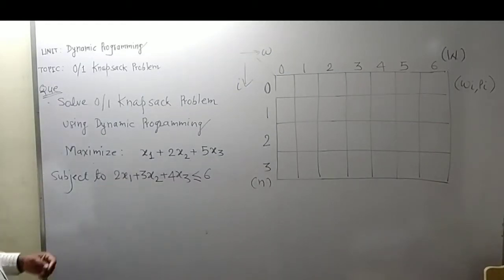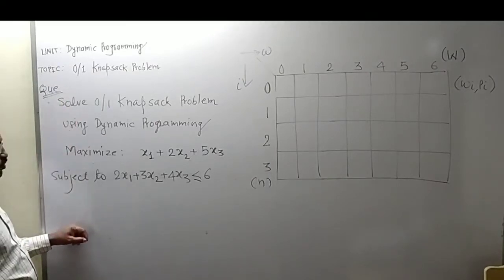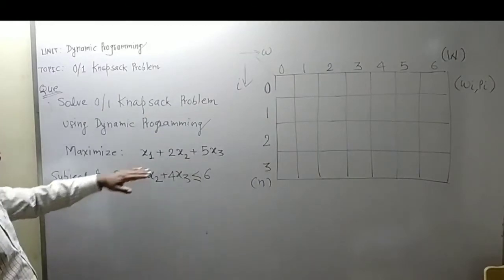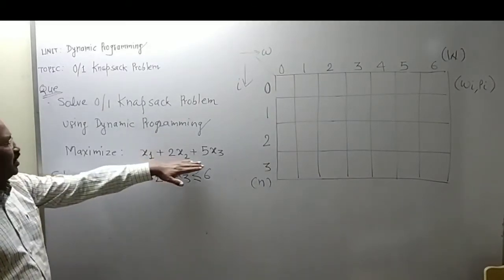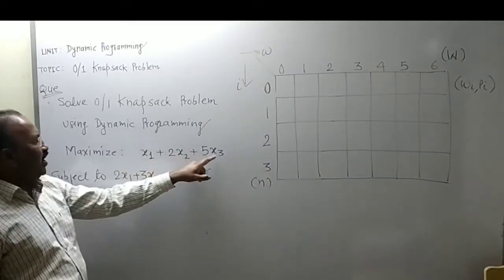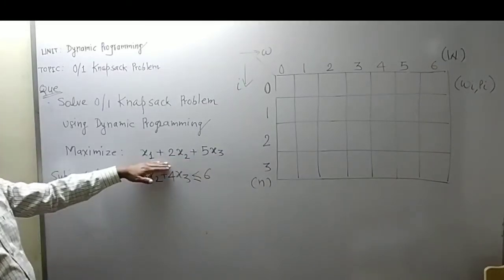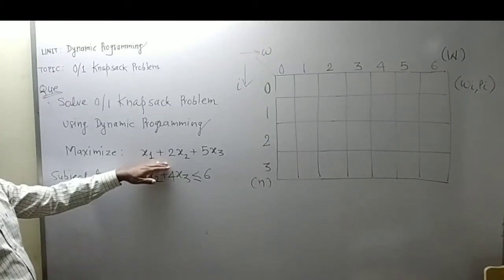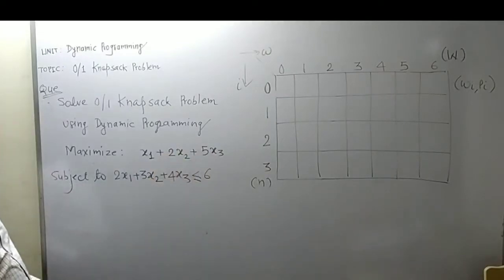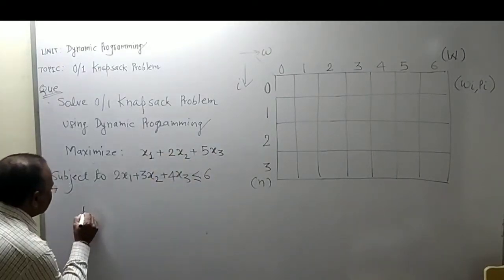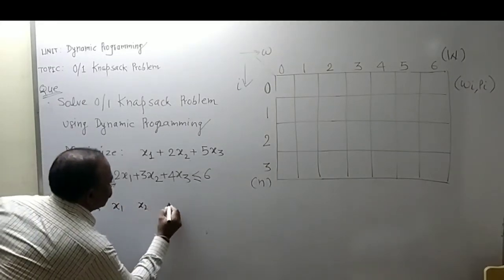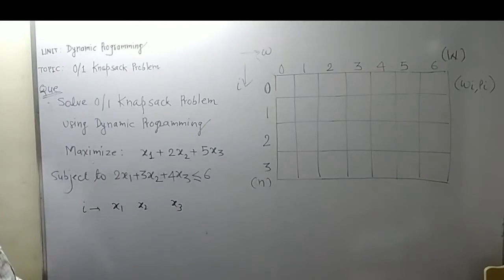Now see here, in 0/1 knapsack problems we will try to get the maximum profit. Now here is the equation of the maximum profit. As there are three terms x1, x2 and x3, there are three objects, and the coefficients of x1, x2 and x3 are the profits. It means that there are three objects. So I is equal to x1, x2 and x3.